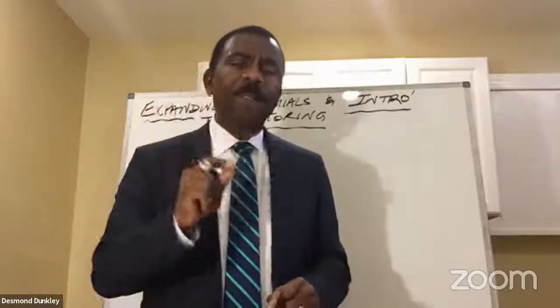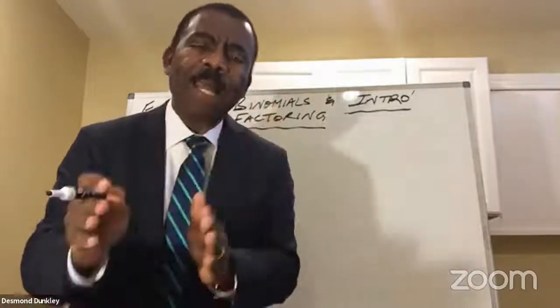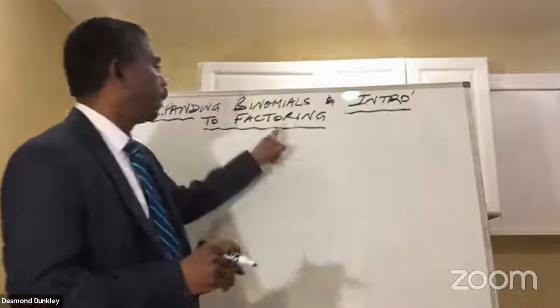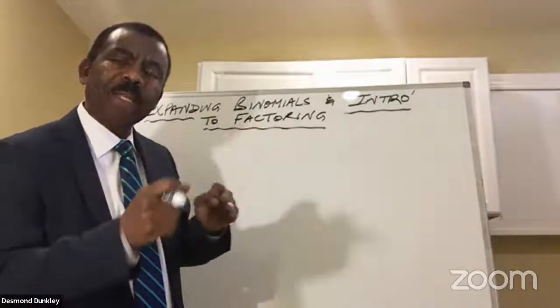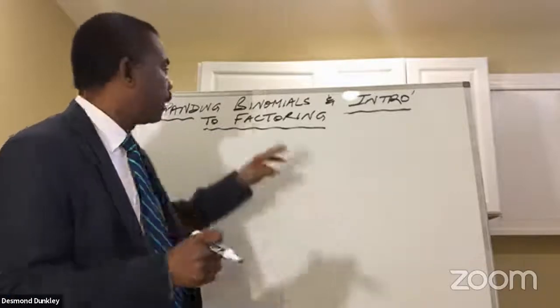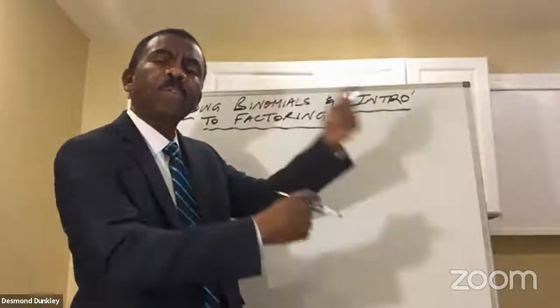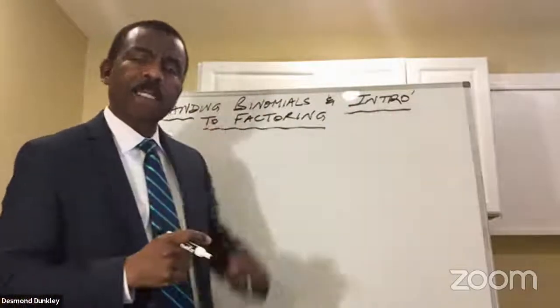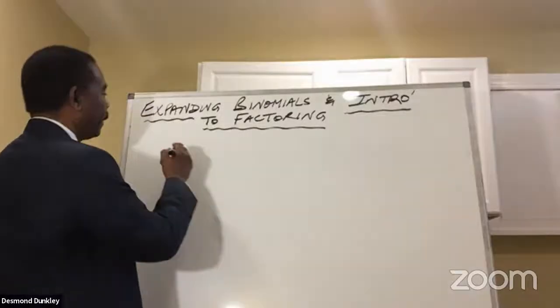But keep in mind, I need you to look for patterns, because if you can see the patterns, it's going to help you when we get into factoring, because there is a direct correlation. So you have to be able to see what's happening when we expand, because factoring is the reverse. It's going in the opposite direction. So we'll start by doing some examples with expanding.